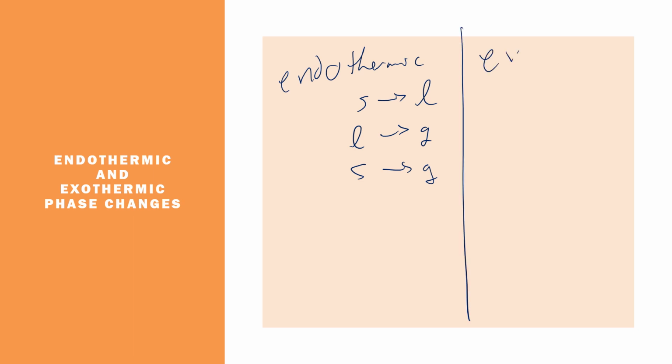The exothermic phase changes are going to be the reverse of those, whenever you're going from a liquid to a solid, so freezing. If you're going from a gas to a liquid, condensation. If you're going from a gas directly to a solid, that's deposition. All of those are exothermic. You have to get rid of some of the energy to slow it down and change it to a different state. So just make sure you're really, really clear on the endothermic versus exothermic phase changes there.